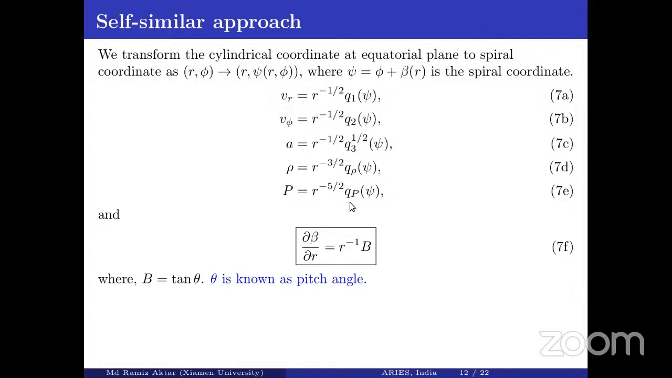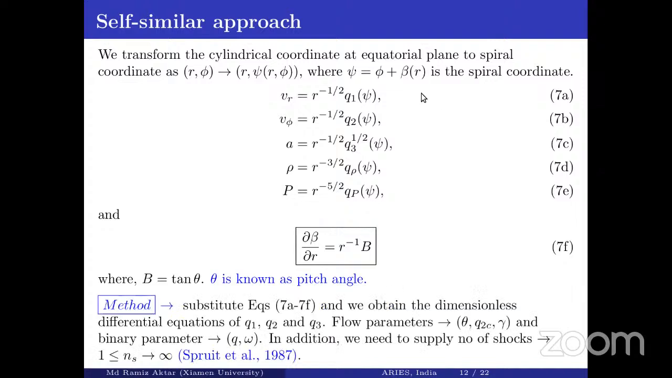Briefly, I want to mention the method we are using here. If we use this self-similar relation in our conservative equations, we obtain the dimensionless equations for Q1, Q2, and Q3. Q1 is the radial velocity in the spiral coordinate, Q2 is the azimuthal velocity in the spiral coordinate, and Q3 is the sound speed in the spiral coordinate.